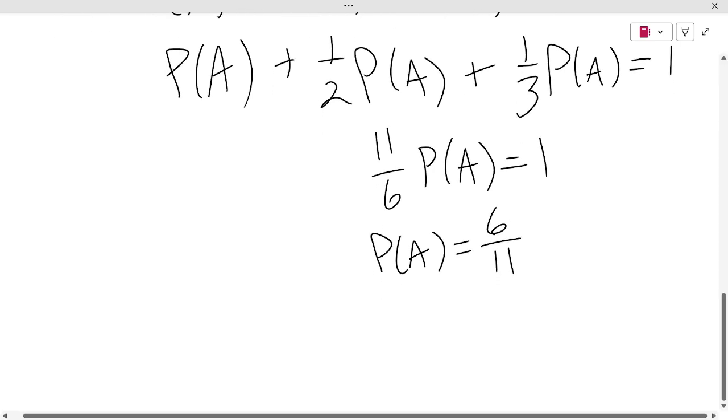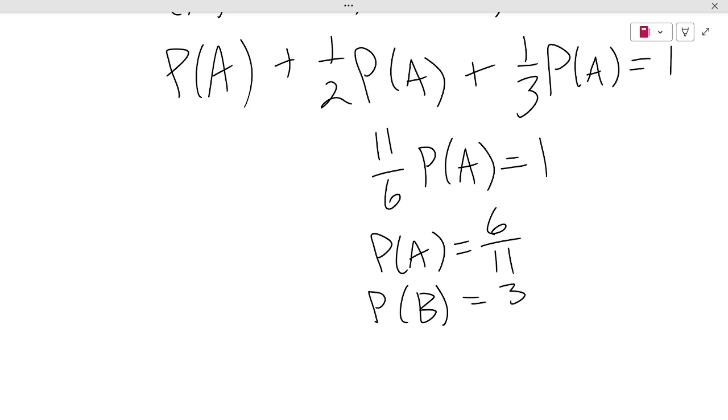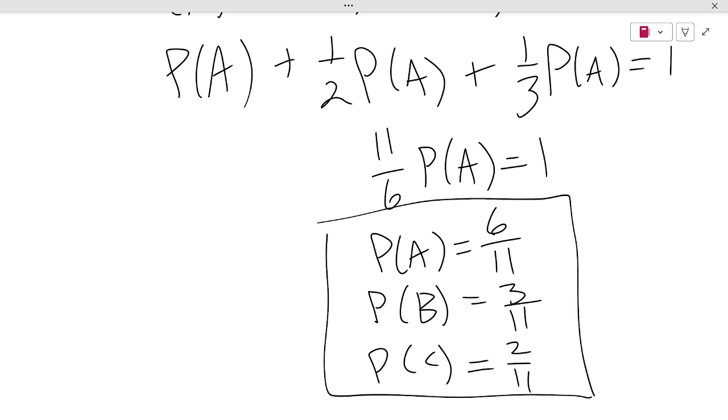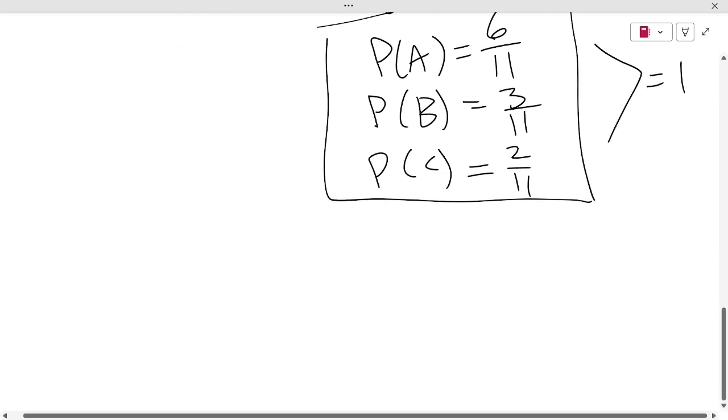And then we'll use the facts we just talked about to derive the other ones. B is half of that, so it'll be 3/11. And then C is 1/3 of that, so it'll be 2/11. And so there's our answer. If you ever need to double check, we know those are the only 3 possible events, so they should sum to 1. 6 plus 3 plus 2 equals 11, so you get 11/11, which is just 1. Okay, nice. So there's the answer to that problem.